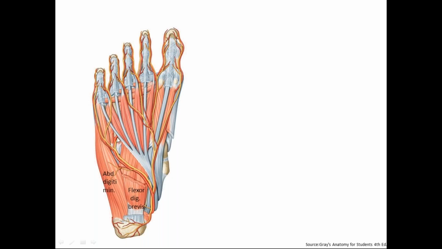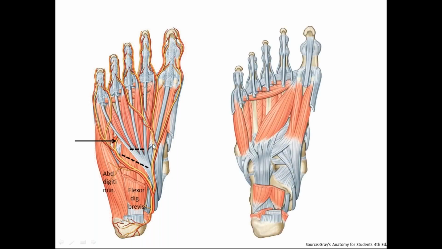Now we can see this deeper branch is going deeper to the muscle of the second layer, right? Now, if we dissect this second layer muscle, then only we can see how this nerve is going deeper to these muscles and where it is going to terminate, right? So after removing this second layer muscle, that is the flexor accessorius and the flexor digitorum longus.